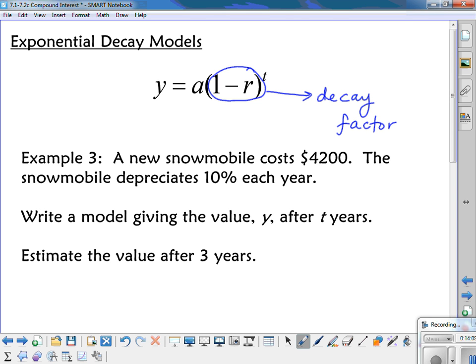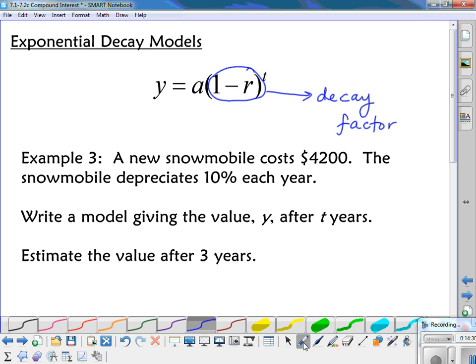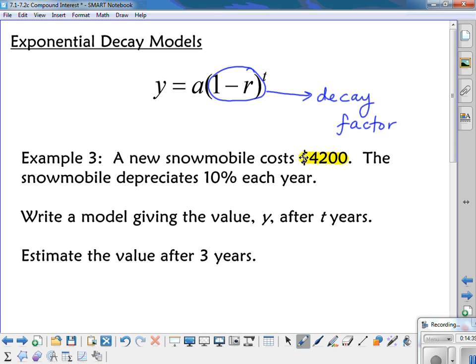So for example 3, we're going to have a new snowmobile that costs $4,200. The snowmobile depreciates 10% each year. We're going to write a model for the value y after t years, and then we're going to estimate the value after 3 years. Everything is pretty much the same as it was in the growth. The A is the initial amount, R is the rate, T is time. If I look through what they told me, it costs $4,200. It's depreciating 10%. So whenever you see the word depreciate, that means it's going down in value. We're dealing with decay. And then after we do the model, we'll figure it out for 3 years.